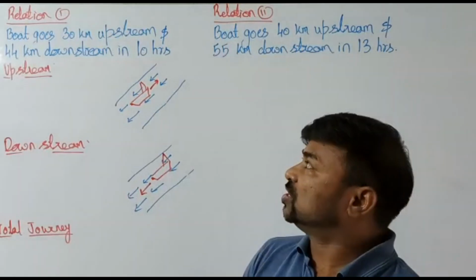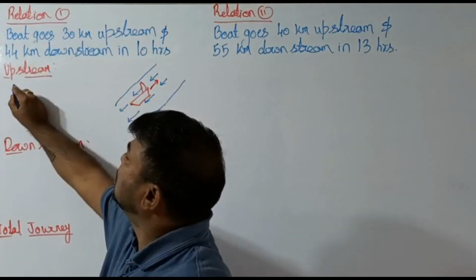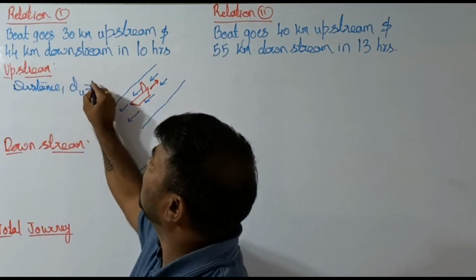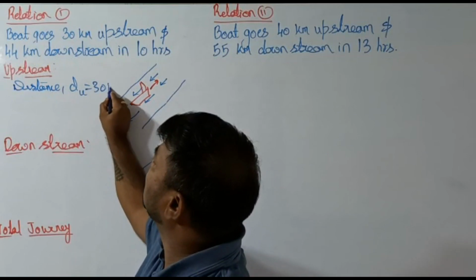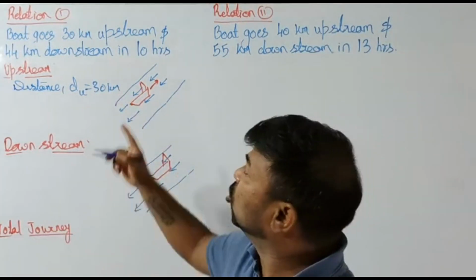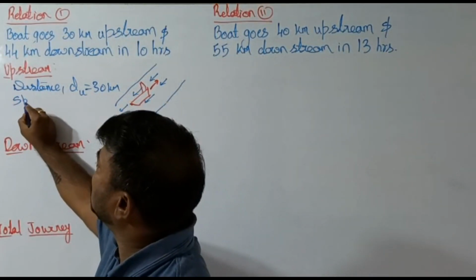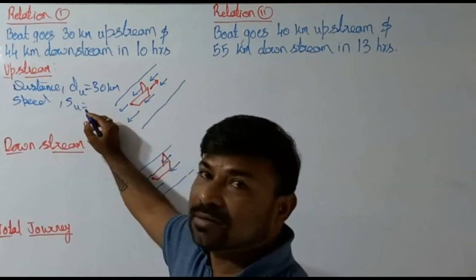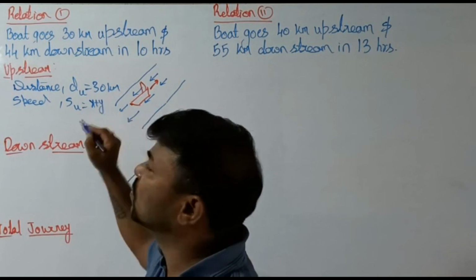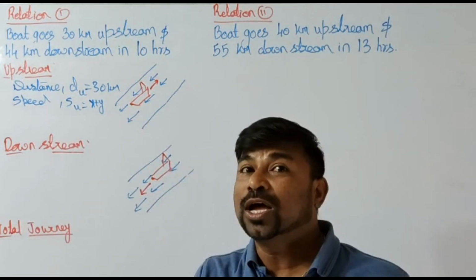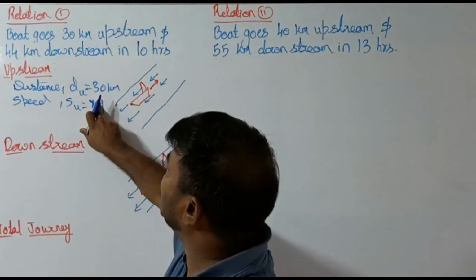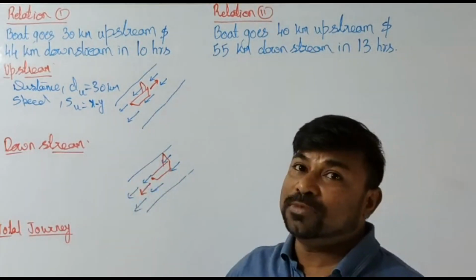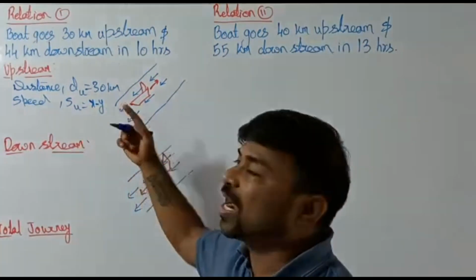Let's frame the questions here. What is the distance upstream? The distance he has given is 30 kilometers. Now, speed upstream. Speed upstream we take as x minus y kilometers per hour. Why? Because upstream means the boat is going against the water, therefore x minus y.